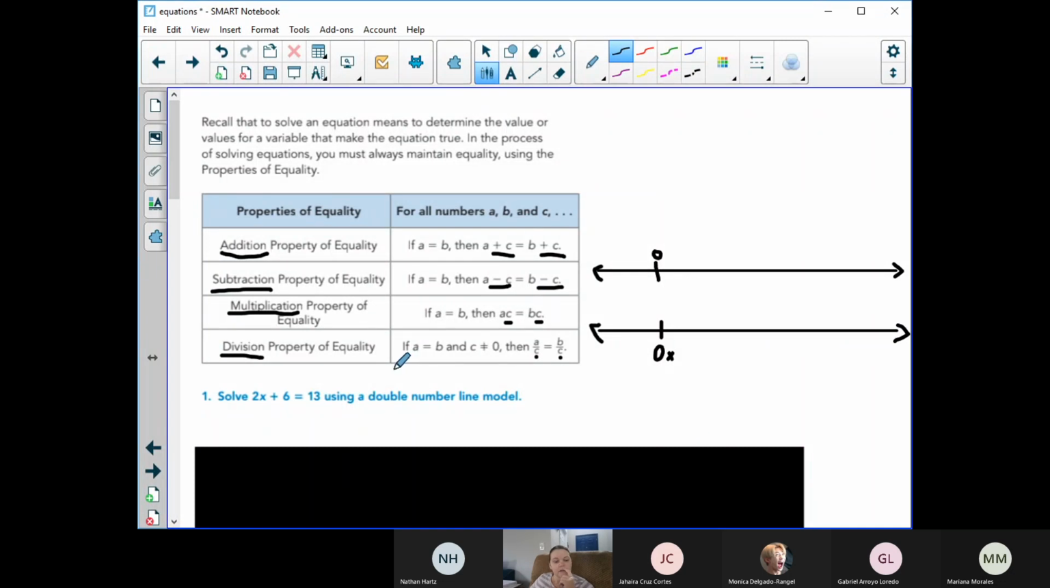So let's keep that in mind, and we're going to first solve 2x plus 6 equals 13 using the double number line. I'm going to figure out where this 13 would go. So 1, 2, 3, 4, 5, 6, 7, 8, 9, 10, 11, 12, it looks like all the way at the end. So this is 13, which means that right here is going to be 2x plus 6.